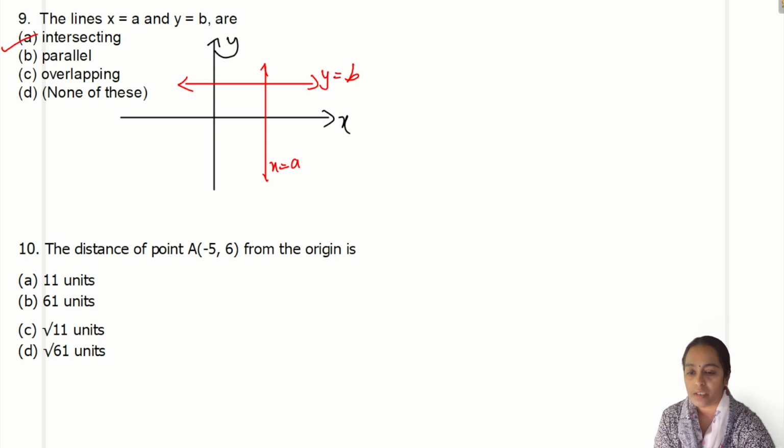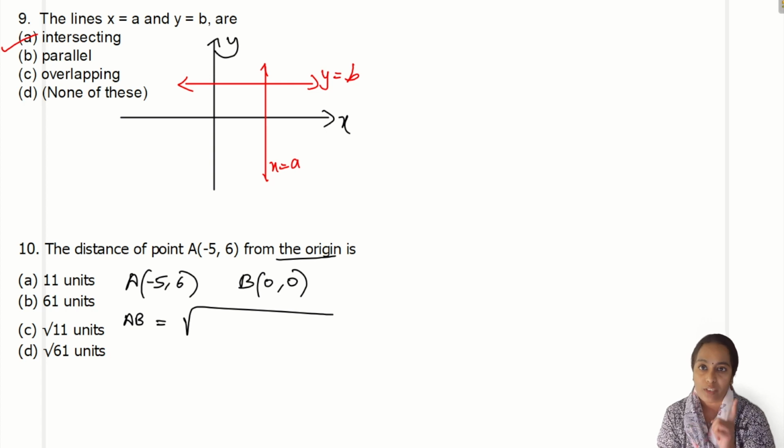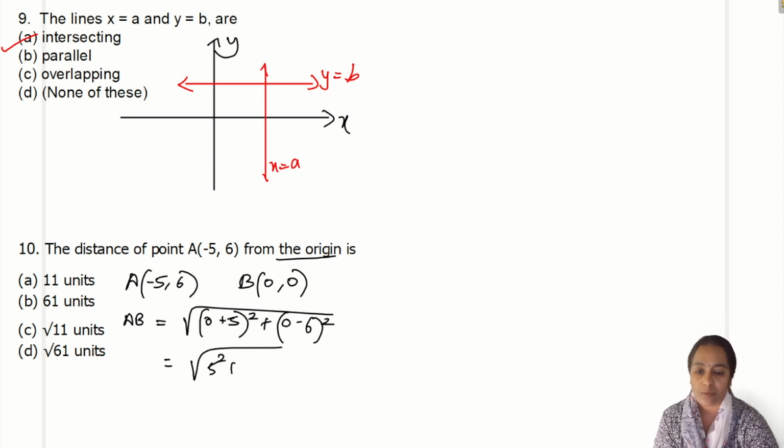Now the next question. The distance of the point A minus 5, 6 from the origin. So let the point B be the origin, which is 0, 0. And the distance is asked in the question. So what is the distance AB? We can use the distance formula here. Square root of x2 minus x1 the whole square plus y2 minus y1 the whole square. So it's going to be 0 minus of minus 5, that is 0 plus 5 the whole square, plus 0 minus 6 the whole square. So it's going to be 5 square plus 6 square.